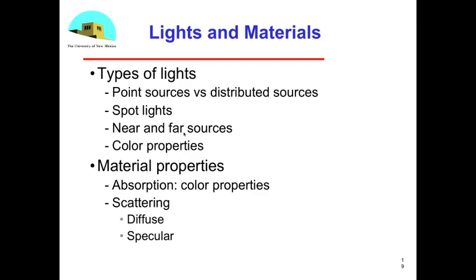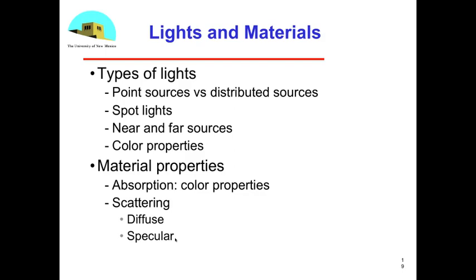For every color here, we'll have a matching color property for a material, but we'll also have to talk about how much of the light is absorbed by the material, and for the light that's reflected, is it reflected equally in all directions, which we said was a diffuse surface, or is it concentrated in one direction, like would be the case with a mirror.